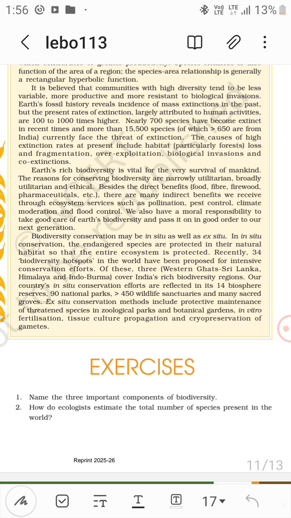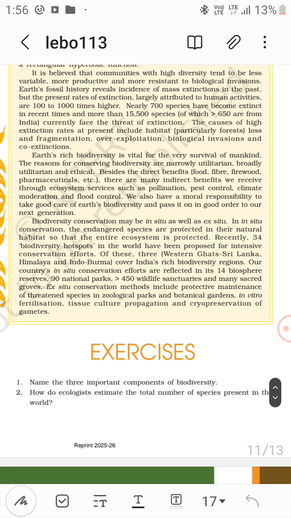Ex situ conservation methods include protective maintenance of threatened species in zoological parks and botanical gardens, in vitro fertilization, tissue culture propagation, and cryopreservation of gametes.